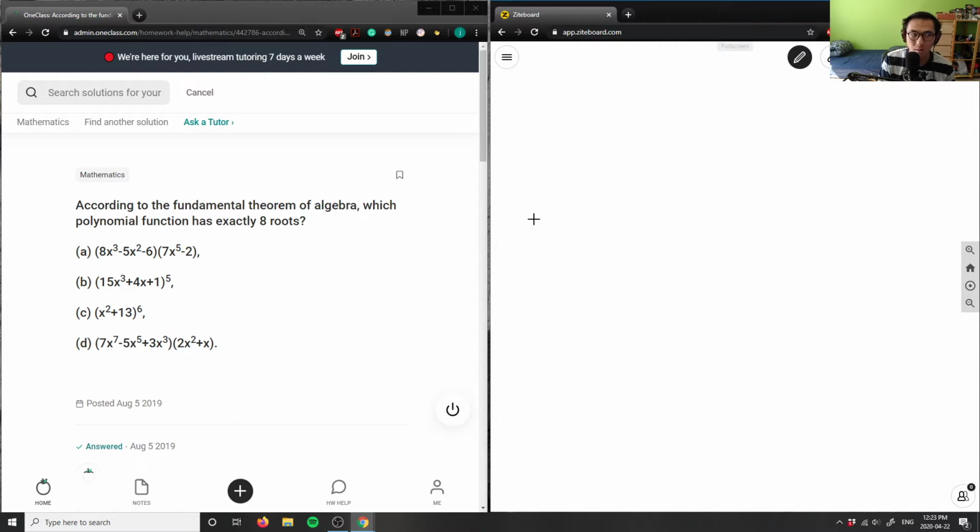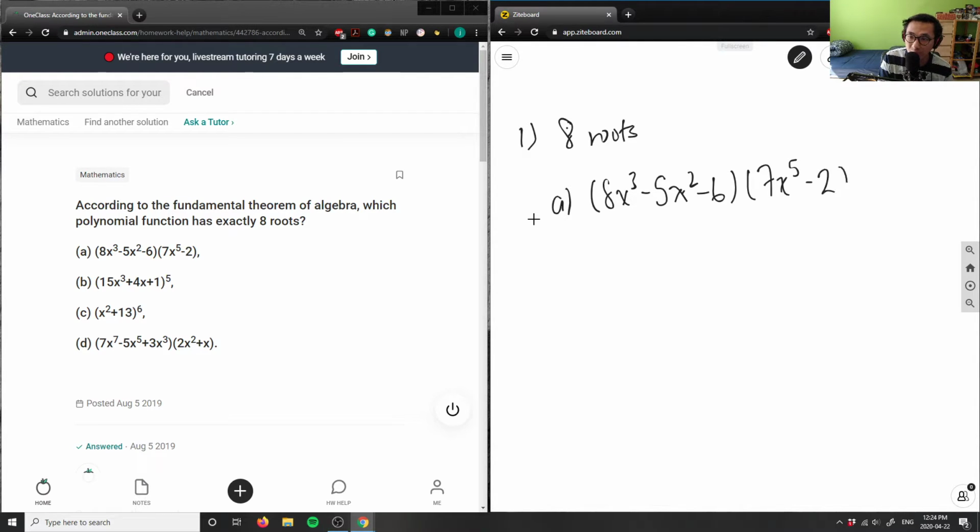This would be question 1 again, because I picked 6 questions here. It says, according to the fundamental theorem of algebra, which polynomial function has exactly 8 roots? I think I did something similar to this problem on Thursday, but this looks very similar. So I need 8 roots. My first option is 8x cubed minus 5x squared times 7x to the power of 5 minus 2.